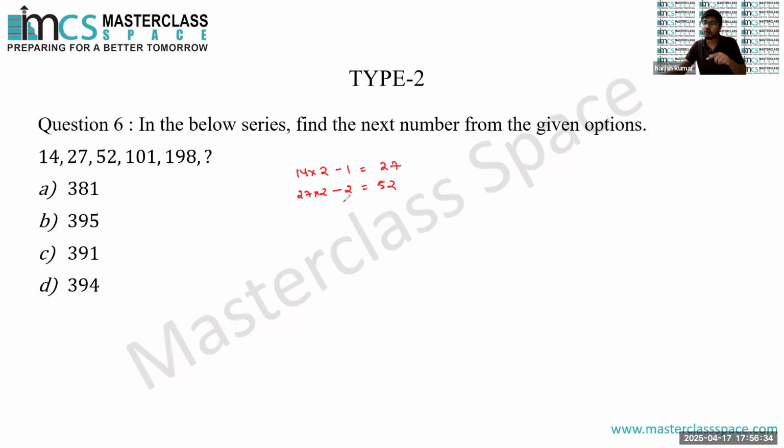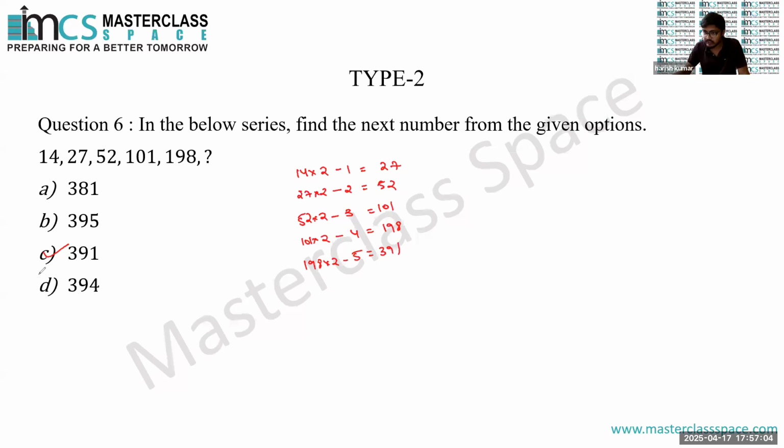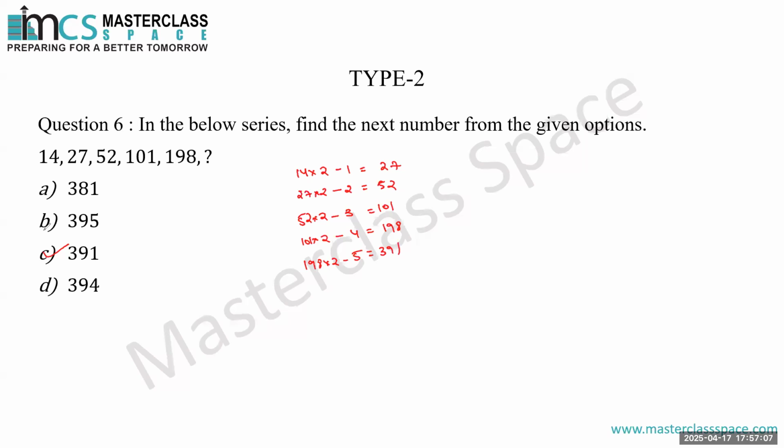How will I go to 101 from 52? 52 into 2 is 104 minus 3 is 101. So can you observe the pattern? The next number will be 101 into 2 minus 4, which is 198. And the next number will be 198 into 2, which is 396, minus 5, which is 391. So 391 is your answer. Is it clear, guys? Yes, sir.